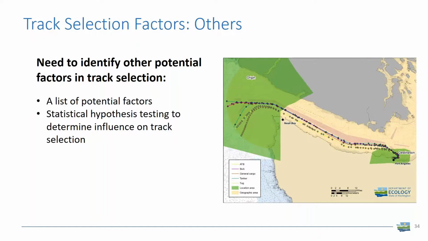And again, statistical hypothesis testing will be used to test if selected external factors have a significant effect on the track, speed, and course selection of vessels.